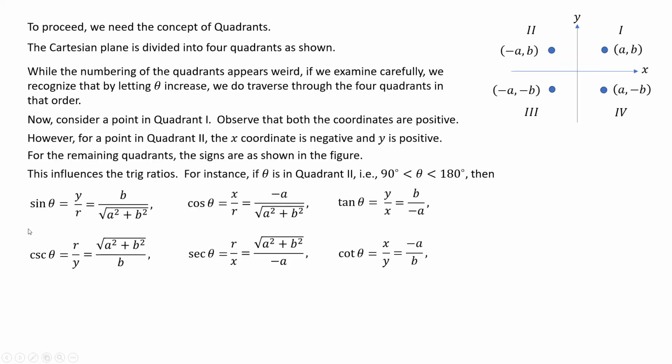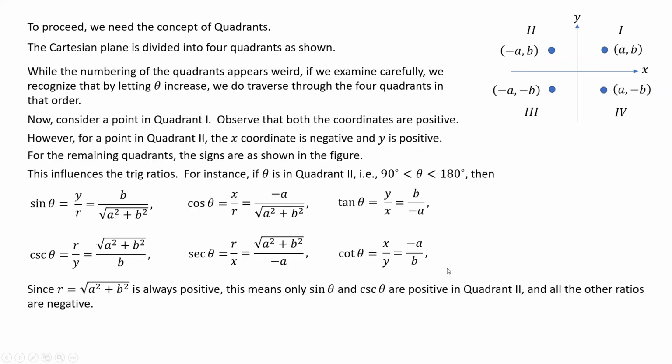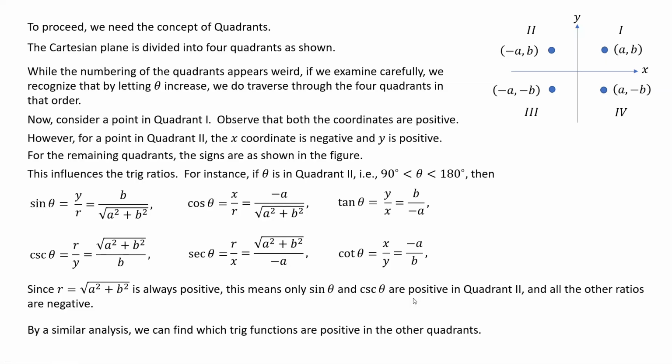So what have we found? We found that so far as the second quadrant is concerned, sine and cosecant are positive and all the other trig ratios are negative. Cool? That's the point I'm making. Sine theta and its reciprocal cosecant theta are positive in quadrant 2 and all the other ratios are negative.